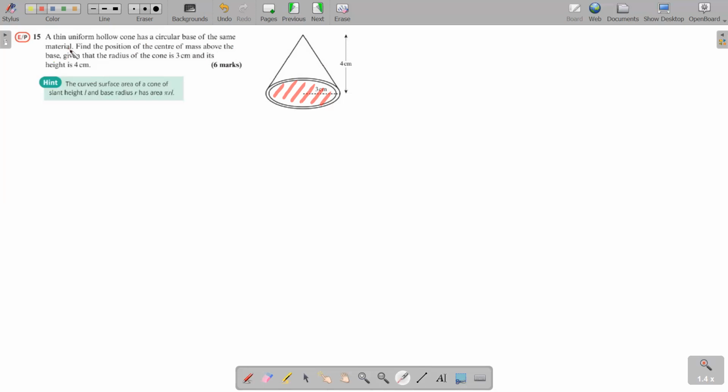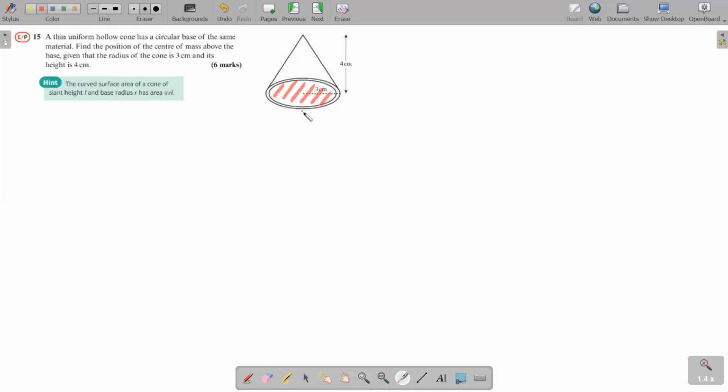So which means whatever the material that the cone is made of, there is a circular base made with the same material. Can you understand? So which means this cone is not open. Even though the inside is empty, you have fitted it. It's like there's a lid at the bottom, a circular lid.